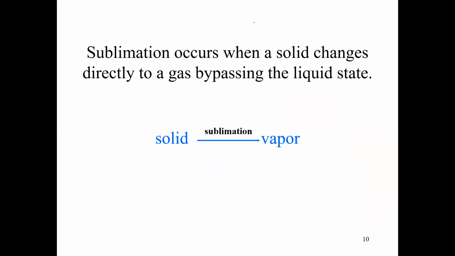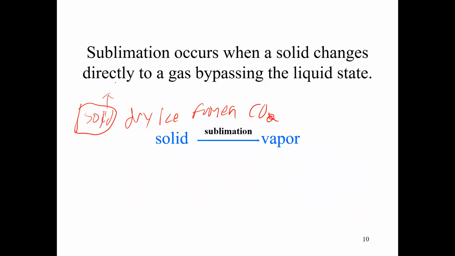Sublimation occurs when a solid goes directly to a gas, bypassing the liquid state. For example, if you've got a block of what is called dry ice, which is frozen carbon dioxide, that will go from a solid directly to a gas, and that is called sublimation.